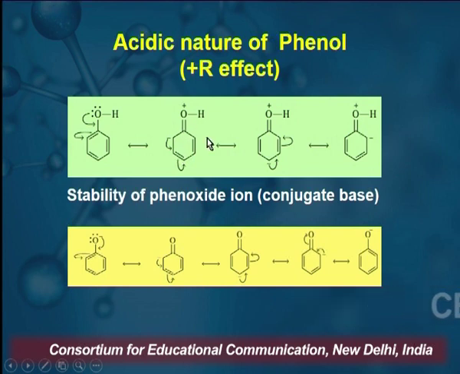Now, when phenol loses a proton, it will result in the formation of phenoxide ion and this phenoxide ion is further stabilized through resonance. Since resonance is there, we can say that phenols will be more acidic than alcohols because in case of phenols, the phenoxide ion is stabilized through resonance.